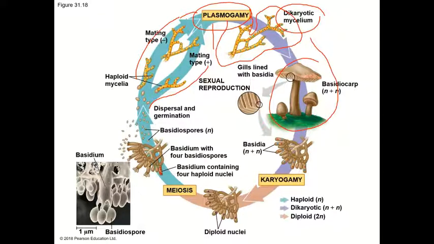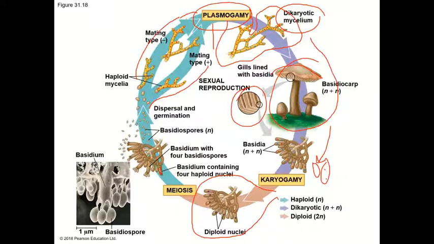Eventually the nuclei fuse in structures we call basidia, which are found underneath the mushroom cap. That's where the gills are, as you can see here. There are club-like structures, and in each of them there are two nuclei which then fuse in karyogamy. So now you have a diploid basidia.